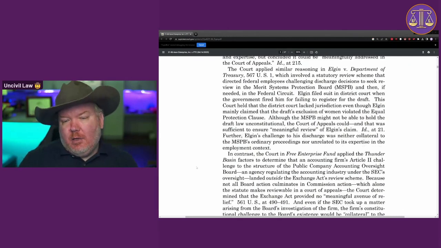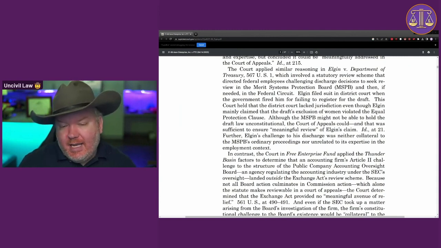The court applied the law, which involved a statutory review scheme that directs federal employees challenged with discharge to seek redress in the Merit System Protection Board and then in federal court. That particular individual filed suit in district court when the government fired him for failing to register for the draft. The court held the district court lacked jurisdiction, even though the issue was equal protection because of the draft exclusion of women. Although the MSPB might not hold the draft law unconstitutional, that was sufficient to ensure meaningful review. Further, the challenge to discharge was neither collateral to ordinary proceedings nor unrelated.